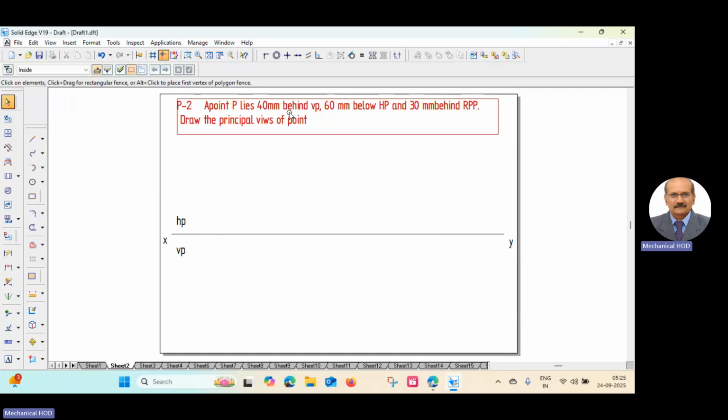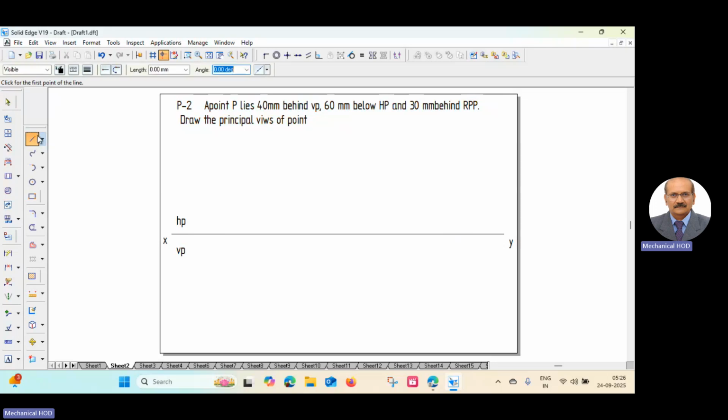Point P lies 40 mm behind VP. So when you project it, this 40 mm distance from VP appears on the opposite plane of VP, that is HP. So 40 mm behind VP means this distance of 40 mm can be seen on HP.